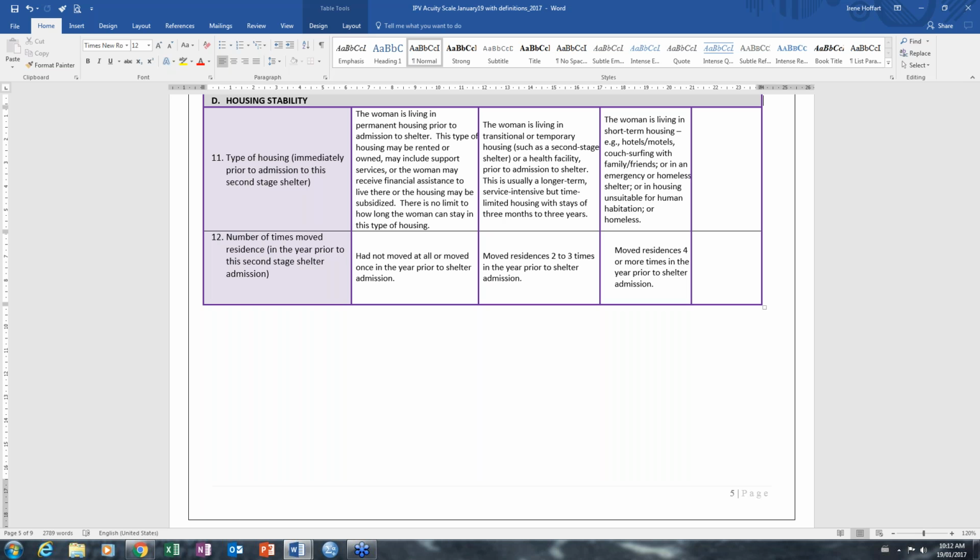Then we use the same kind of formula. A score of 3 would be moved residences 2 to 3 times. So now she could have been in the same year.